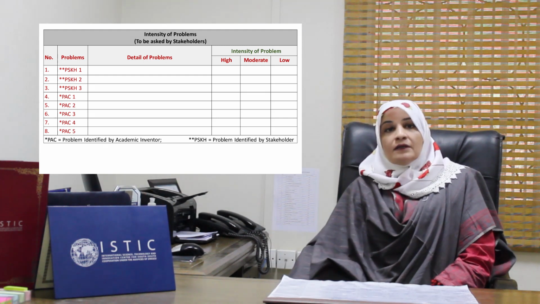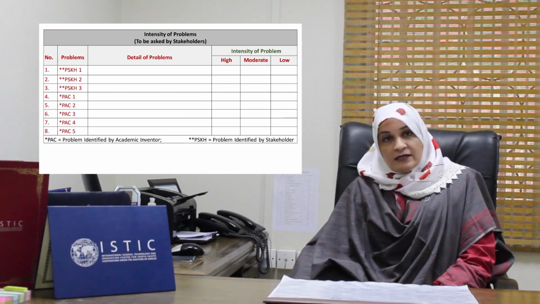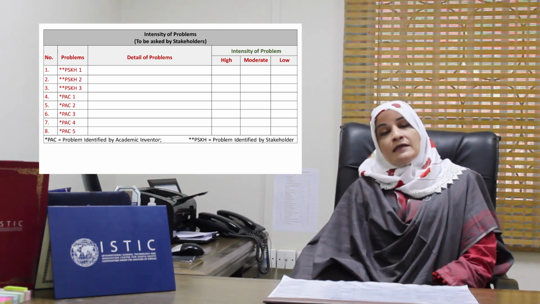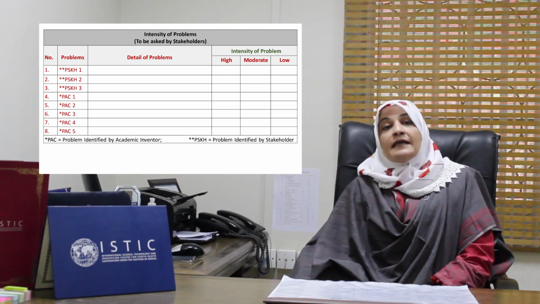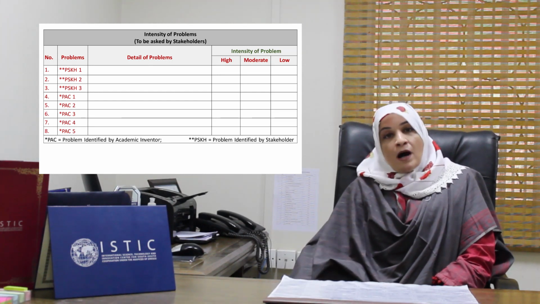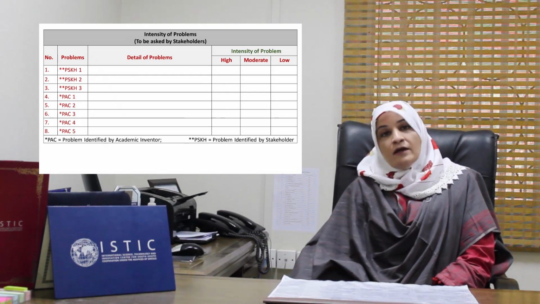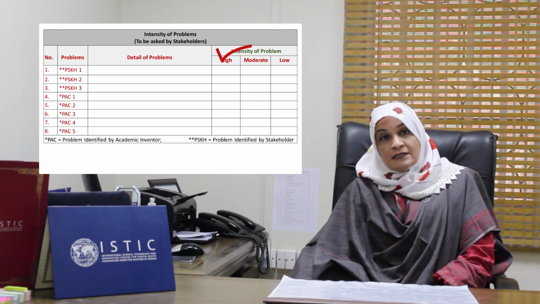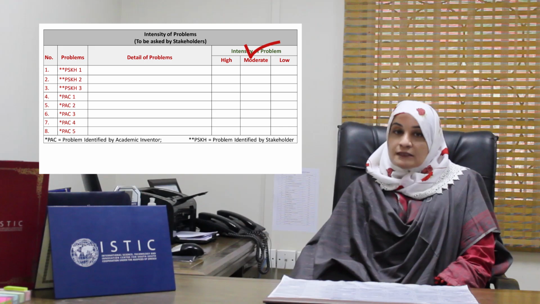So in this table, what do we have? We have 3 problems that were identified by the stakeholder and 5 problems which were identified by you as an academic inventor. List down all these 8 problems and then ask your interviewee to mark the intensity of these problems on a scale of high, moderate and low. He or she can tell you which problem is of high intensity, which can be considered moderate and which can be considered low.